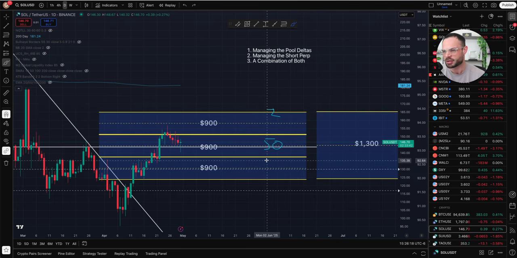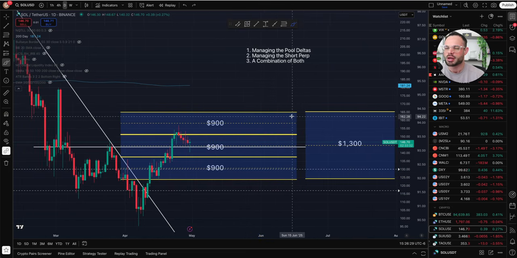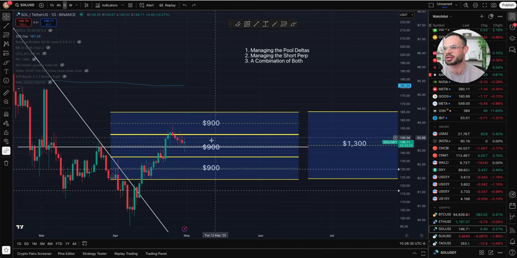The deltas here in the pool are non-linear, given the fact that we're going to own less Solana at the top end and more Solana at the bottom end as price deviates from entry. So like I said before, part of the reason for having multiple ranges here can help you to manage the deltas accordingly. Let's look at a quick example.